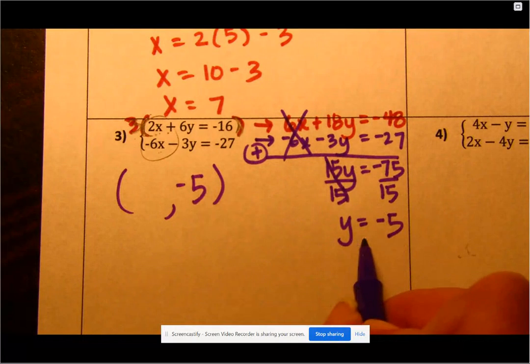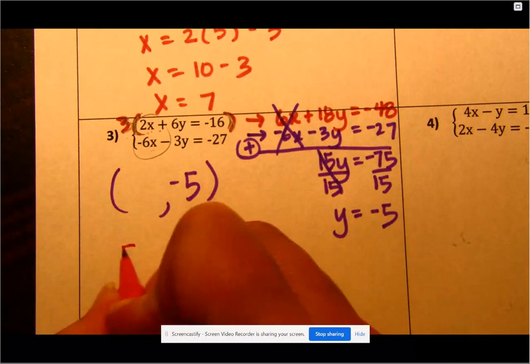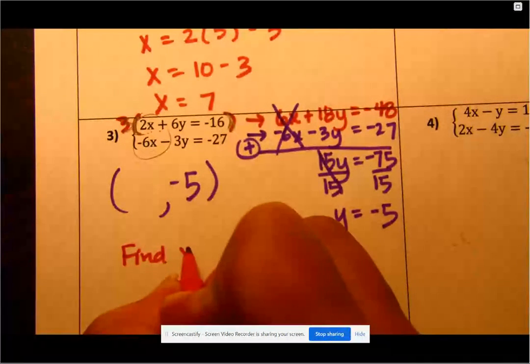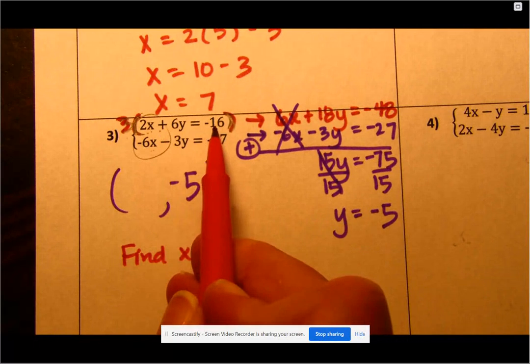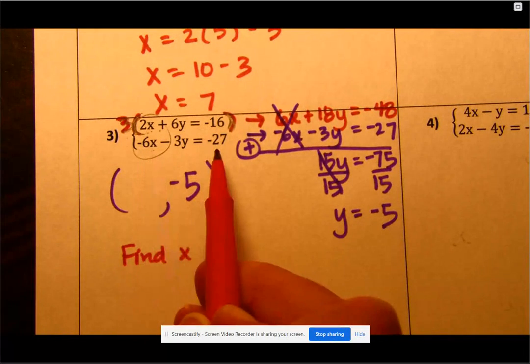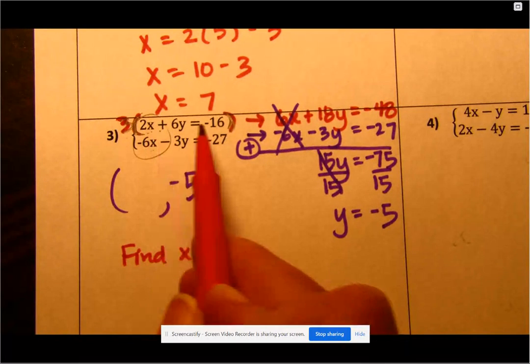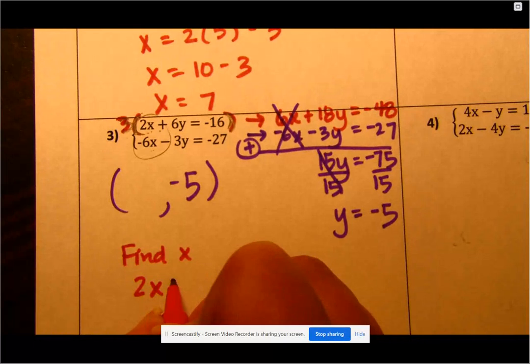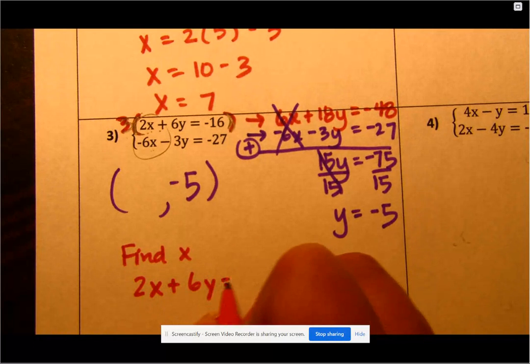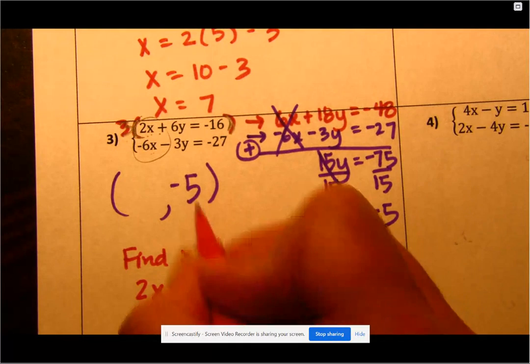Okay, I found y, so now I need to plug that in and find x. So you basically now have 3 equations to choose from. So that first equation before I tripled it, the bottom equation, or that equation after I tripled it. This first equation that was typed here looks pretty easy. 2x plus 6y equals negative 16. I'm going to plug in the negative 5 in for y.